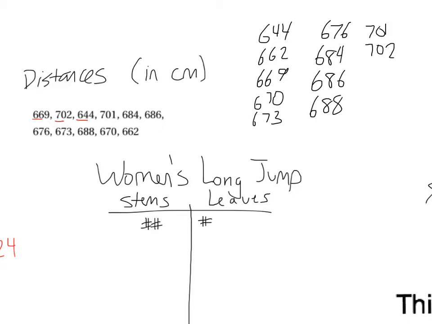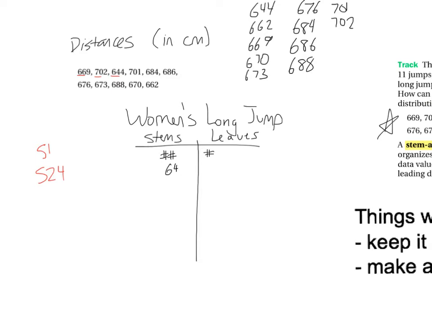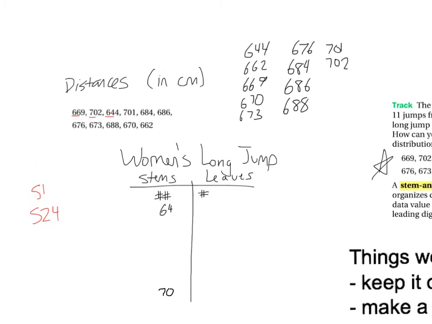All right, so I've gone ahead and ordered them, and I'm going to figure out what's the smallest stem I'm going to need, and what's the largest stem? Well, again, let's look at this. If this is in order going this way, then this would be my smallest piece of data, 644, and then my largest is 702. So my smallest stem is going to be a 64. My largest stem will be a 70. All right, so I'm going to start with the 64. And I know I'm going to have to go all the way down to 70, okay? And you'll see why that's important in a second. Just keeping that in mind.